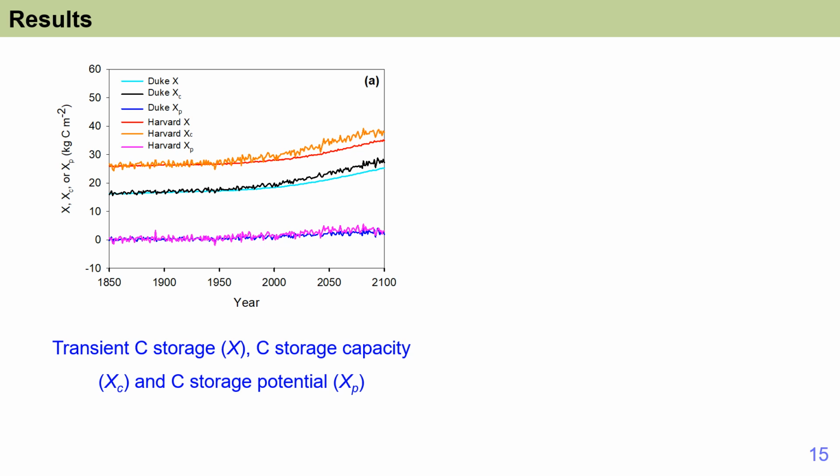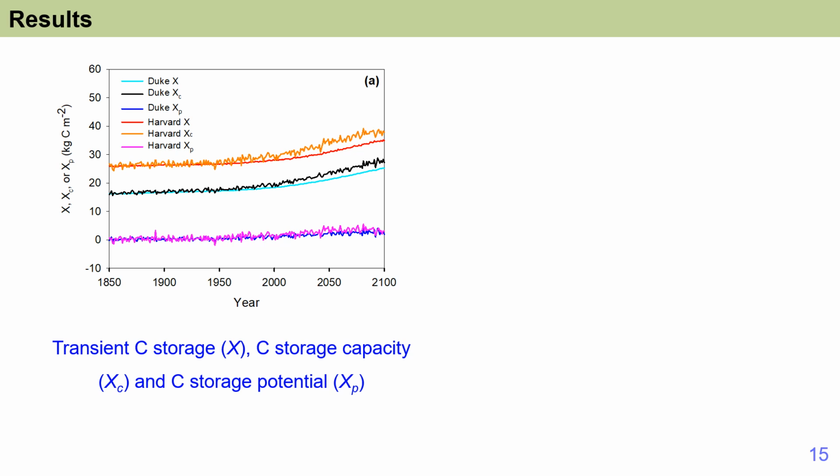This figure shows transient carbon storage X, carbon storage capacity XC, and carbon storage potential XP over time. Red, orange, and pink lines are X, XC, and XP respectively in Harvard Forest. Light blue, black, and blue lines are X, XC, and XP respectively in Duke Forest. The trajectories of all three variables are similar between the two ecosystems, all increasing with time.